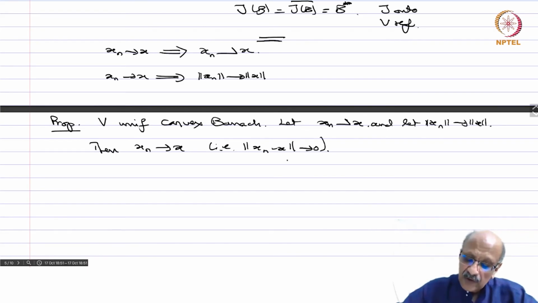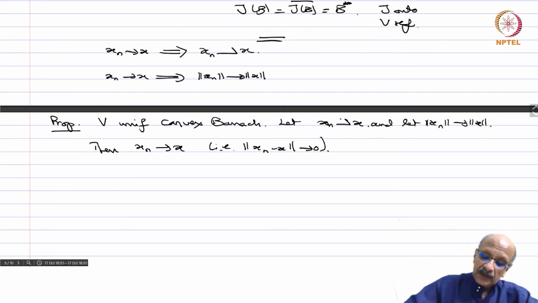Usually this will be difficult to prove. Proving weak convergence will be relatively easier, because you have to show that f of xn converges to f of x for every linear functional, and also showing that the norm converges will also be relatively easier, and together these two in a uniformly convex Banach space tell you that you have norm convergence. So this is a very useful result.